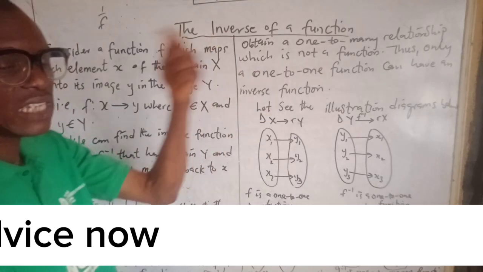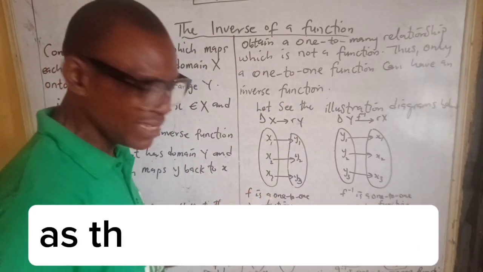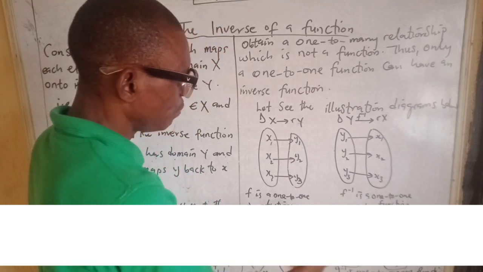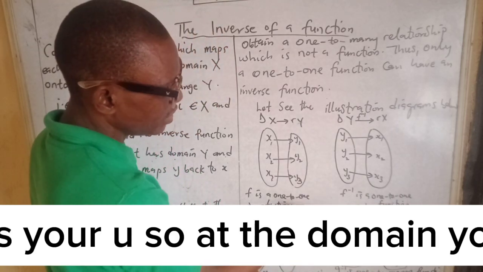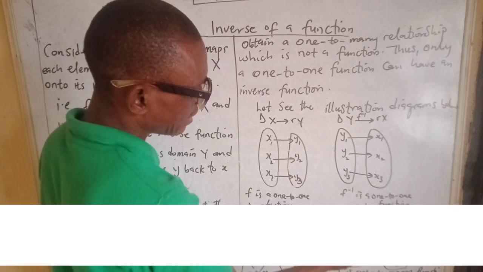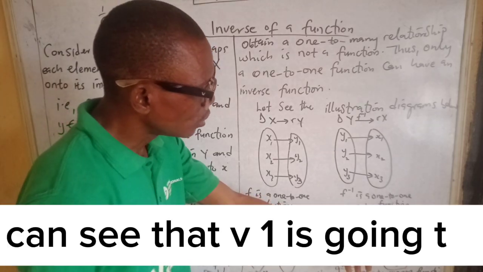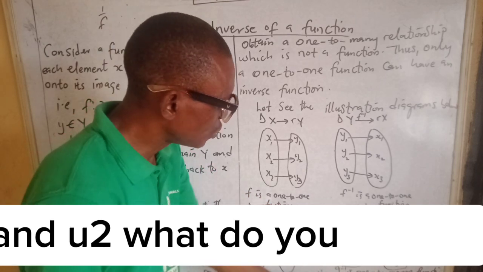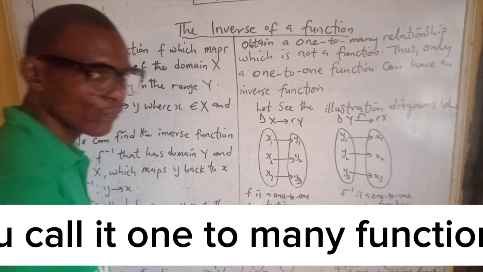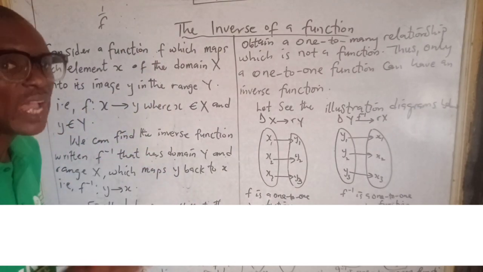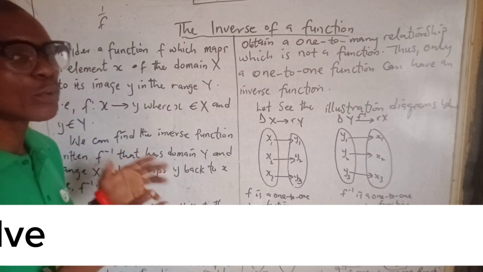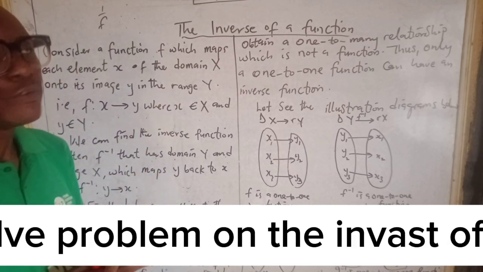So the inverse now is that you turn it upside down. That's the meaning of inverse. You turn it upside down. Your U becomes your V. Your V becomes your U. So at the domain you have V, V1 and V2. From V1 now you can see that V1 is going to U1 and U2. What do you call it? You call it a one-to-many function. So these are the things we need to know that will help us to eventually solve problems under inverse of the function.